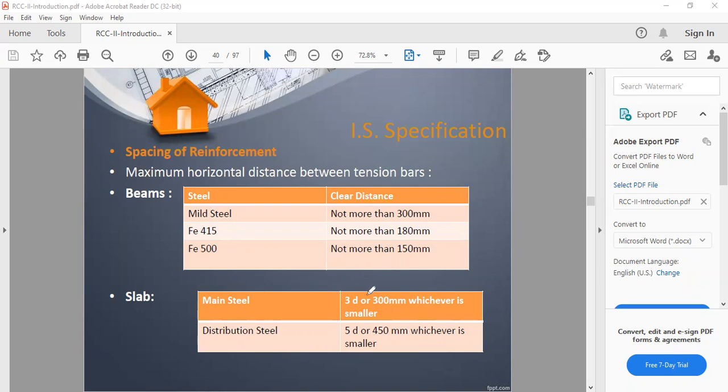So these are the criteria: 3 times the diameter or 300 mm, whichever is smaller. Then if you are going to provide distribution bars, suppose you are providing bars in one direction, say this is the main bar, in that case the distribution bar would simply be perpendicular to it.